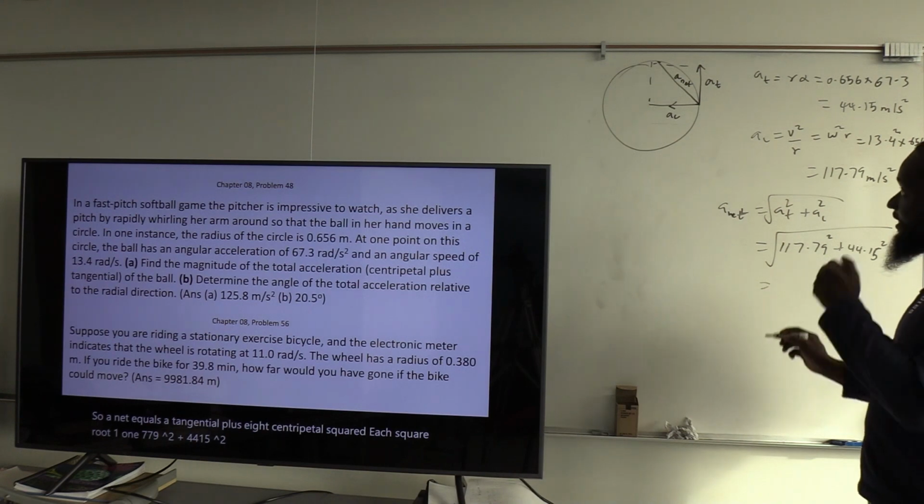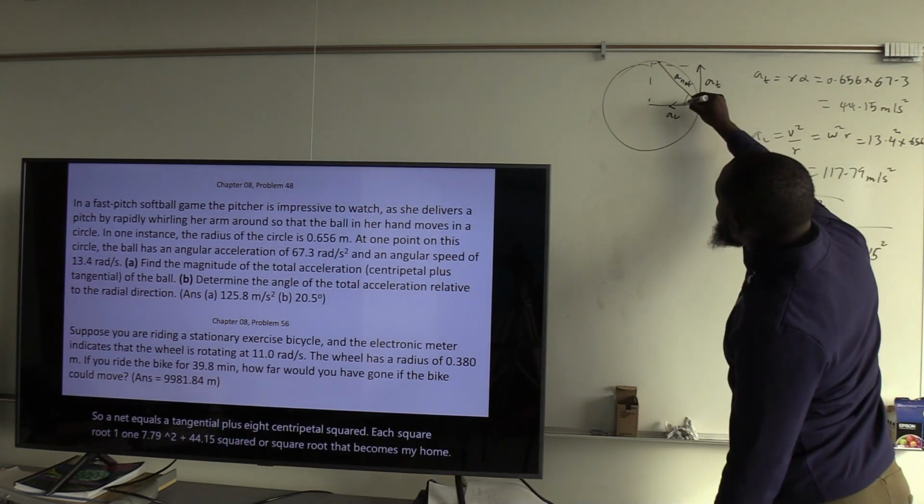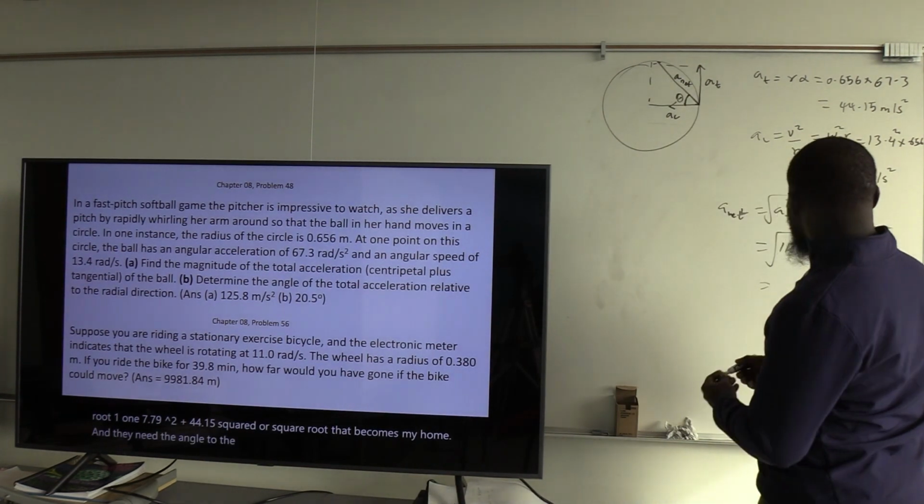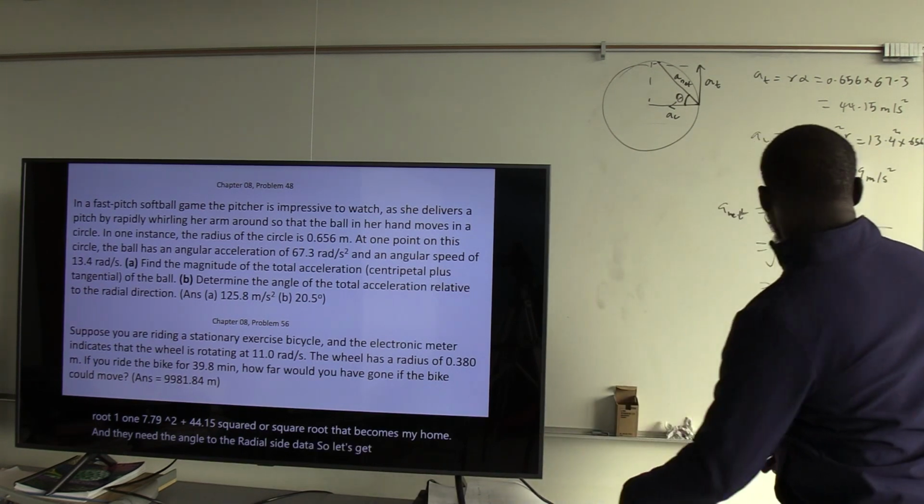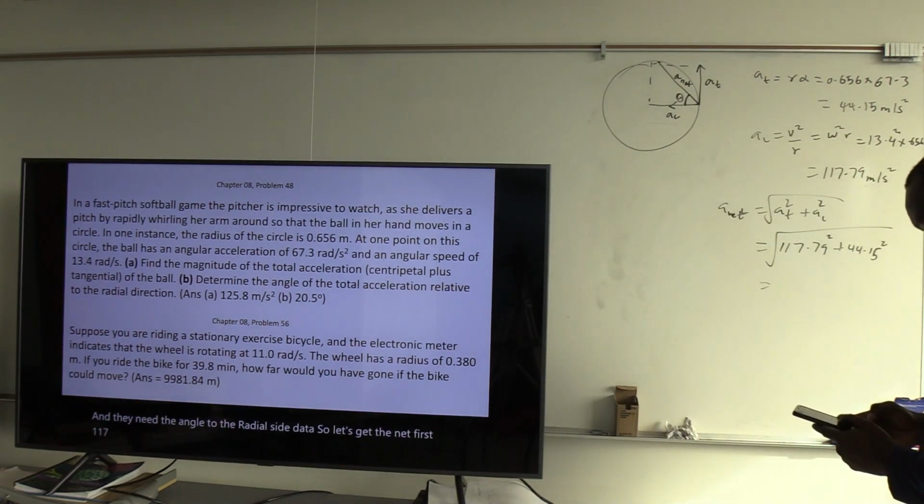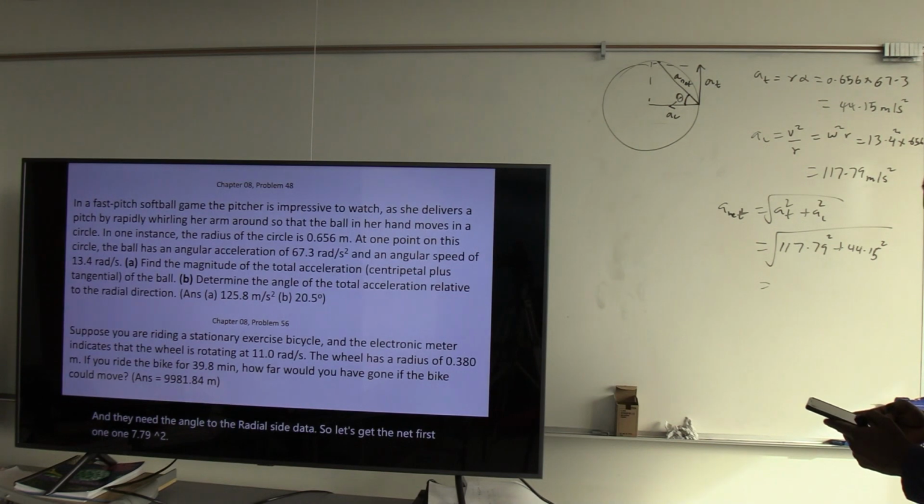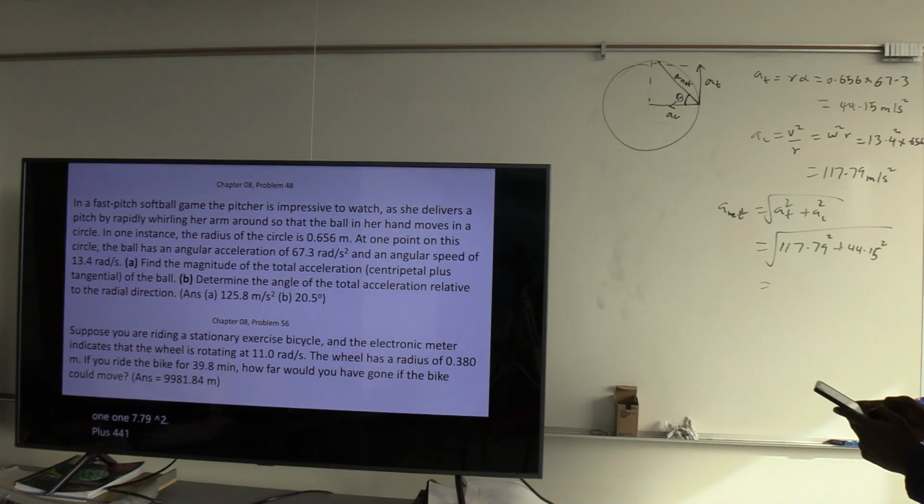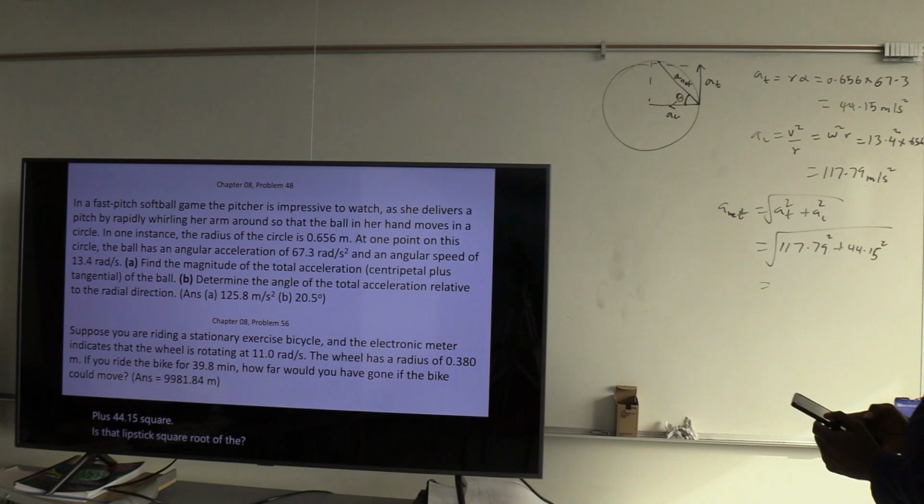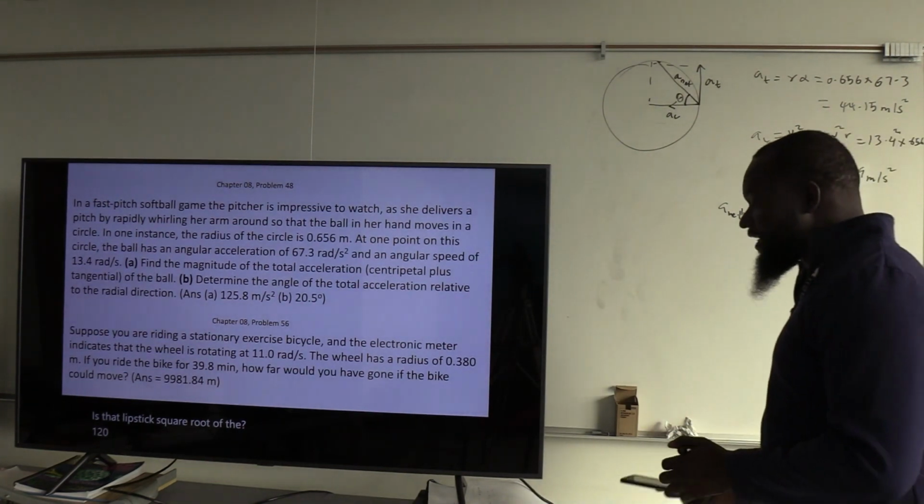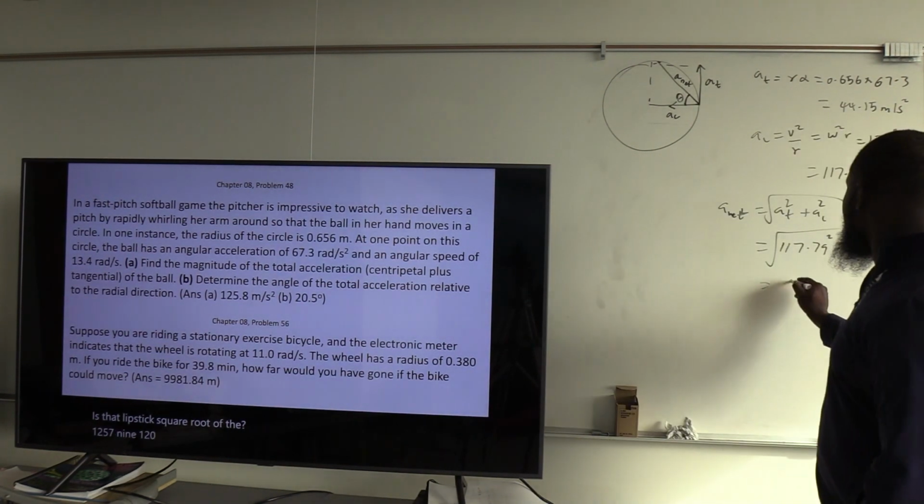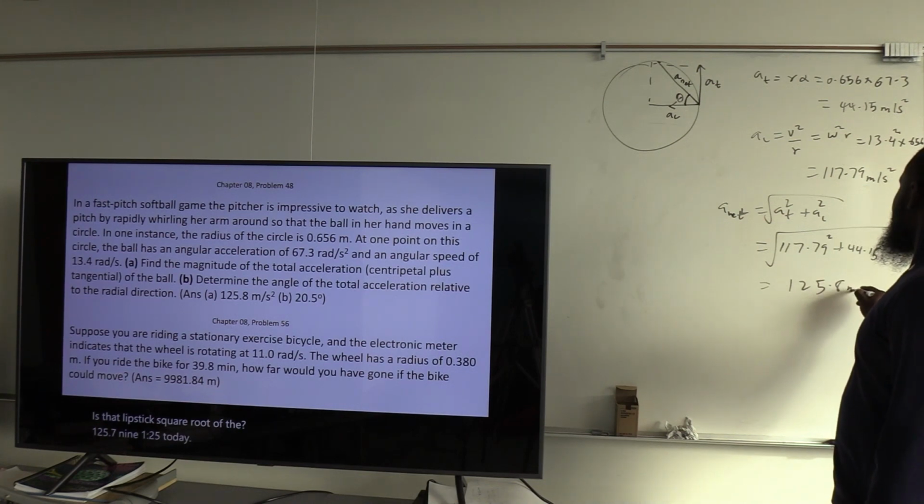That becomes my net. And they need the angle to the radial side, theta. So let's get the net first. 117.79 squared plus 44.15 squared is that. Let's take the square root of that. 125.8. That's the correct answer there. 125.8 meters per second squared.